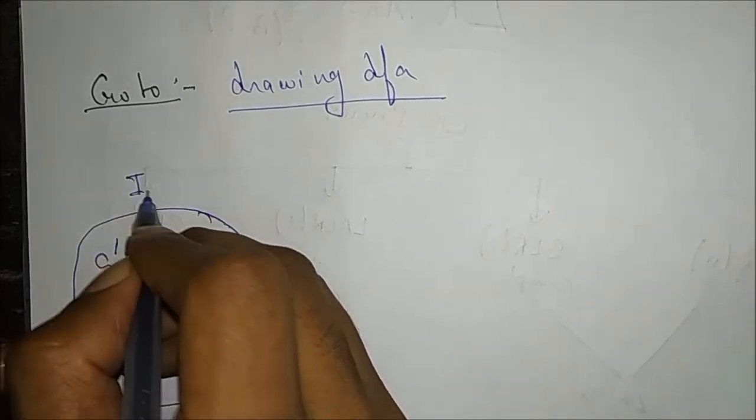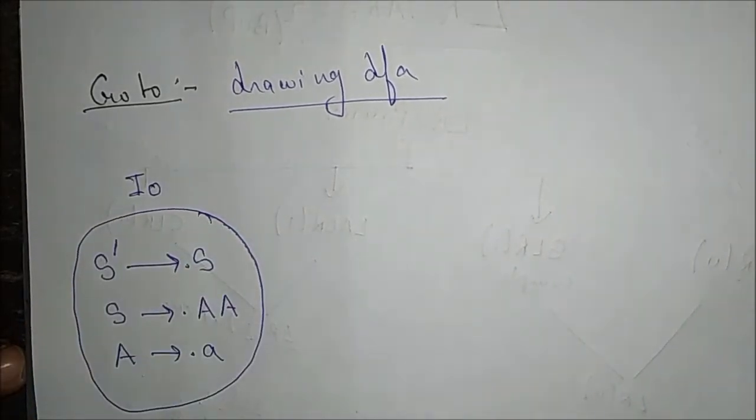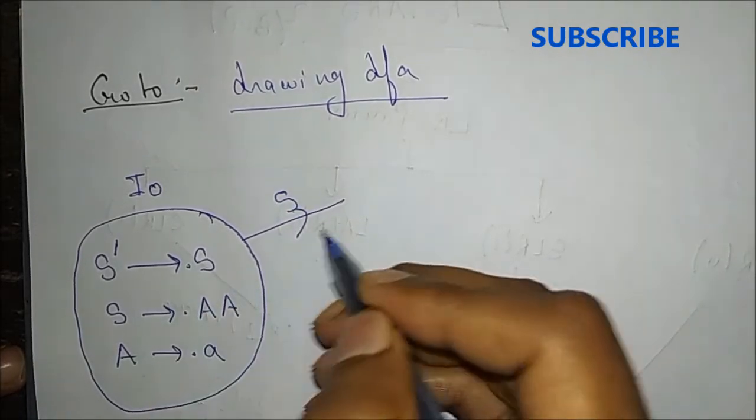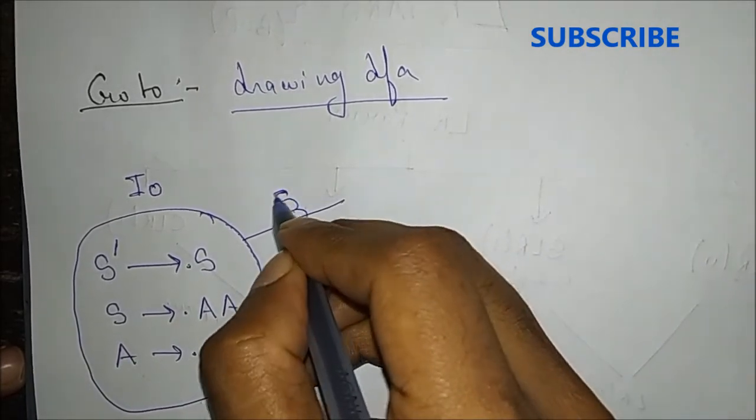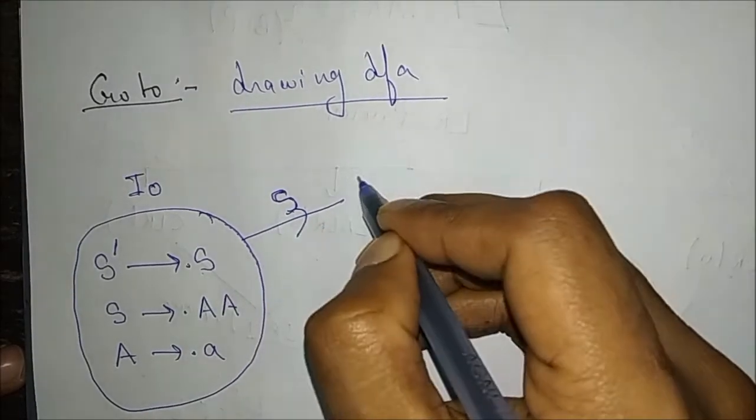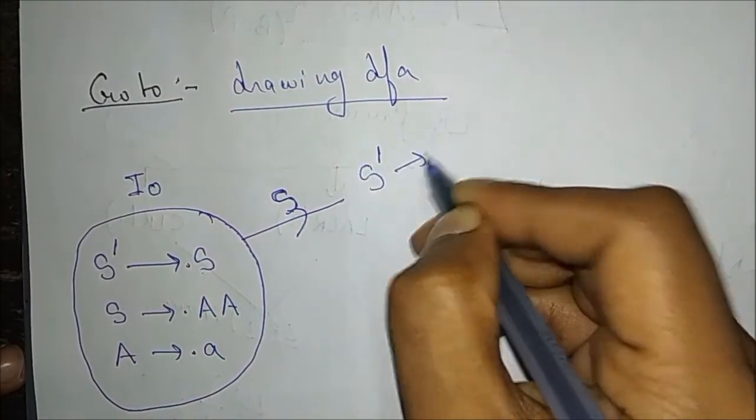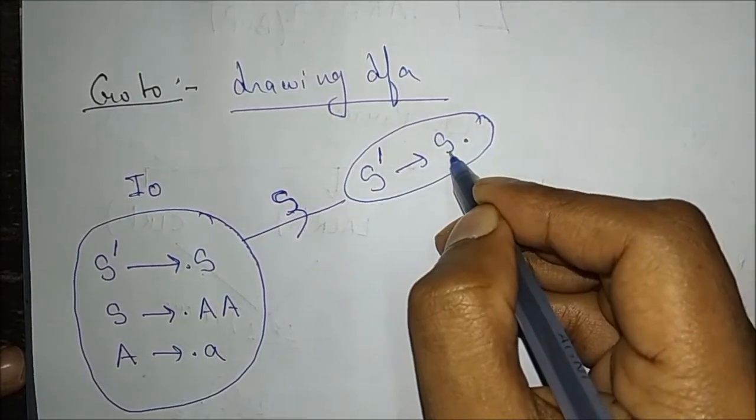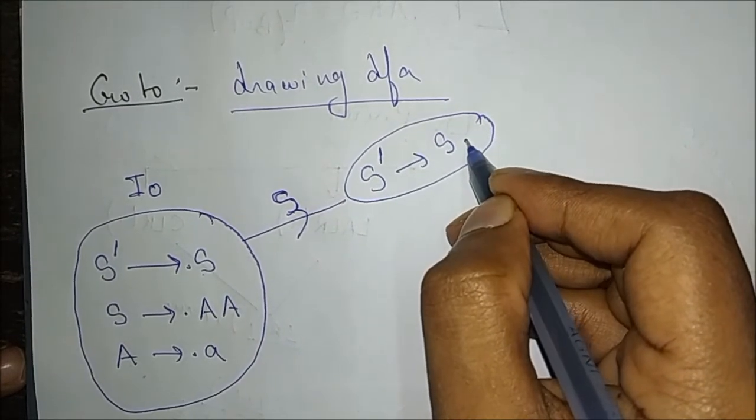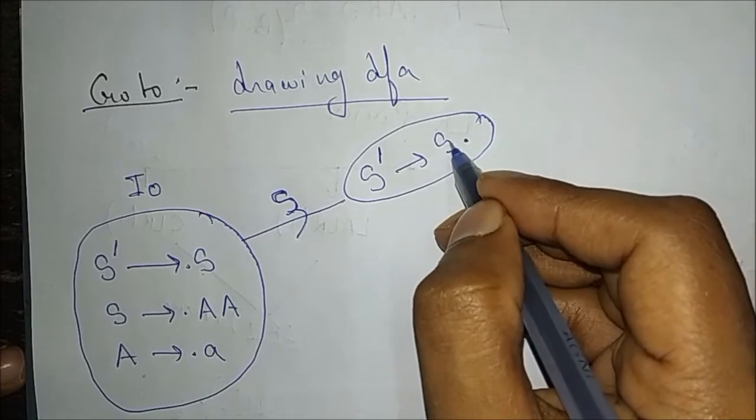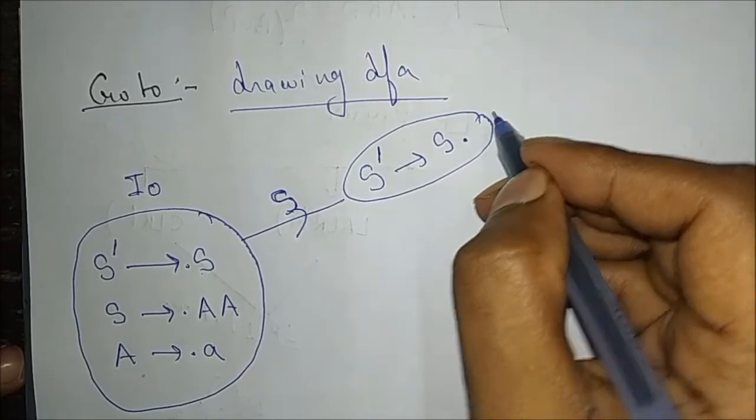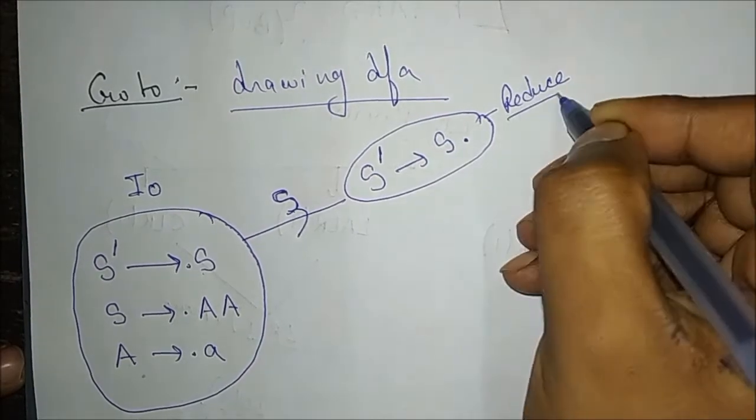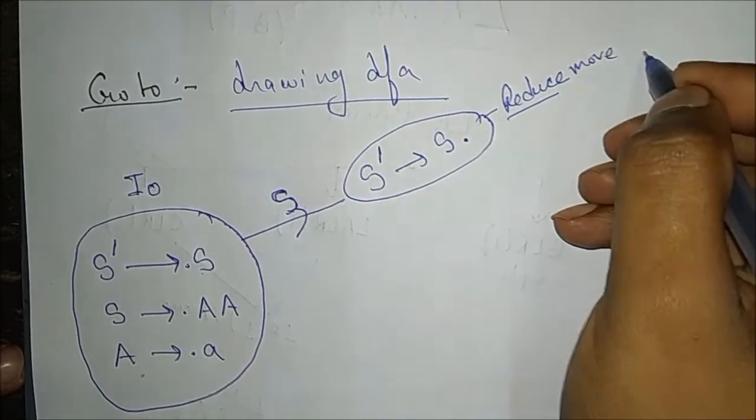This is the state number I0. After getting S, we'll apply the shift operation on S. After seeing S, we will go to S, and the dot will move to the right-hand side of S. So we have seen S on the left-hand side and nothing is there. So this is the reduce move.